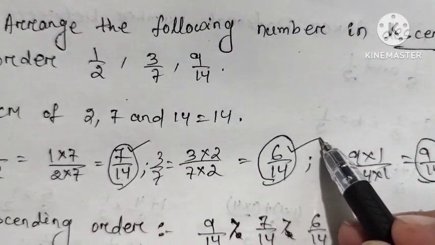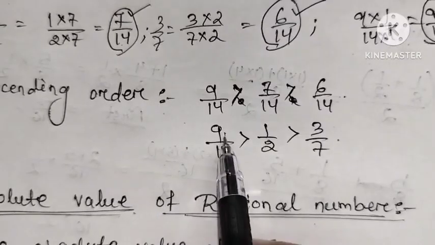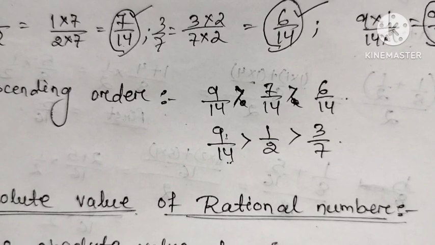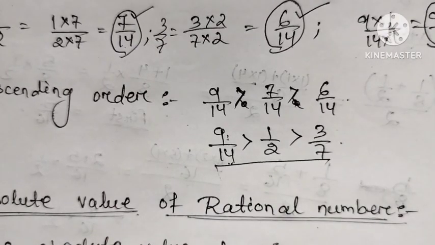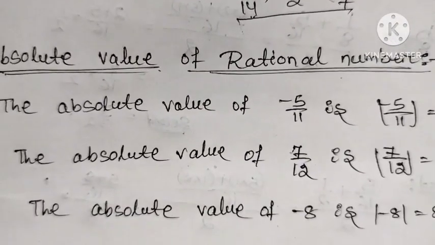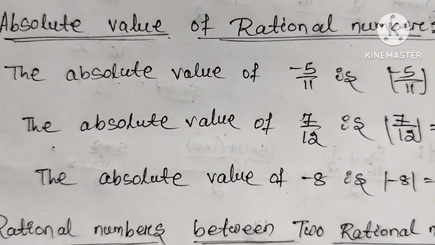Then 6 by 14, then 9 by 14. Yes, 9 by 14 is greater than 1 by 2, which is greater than 3 by 7. Sorry, 3 by 7 is 6 by 14. This is which order? Descending order, bigger to smaller. Ascending means smaller to bigger.